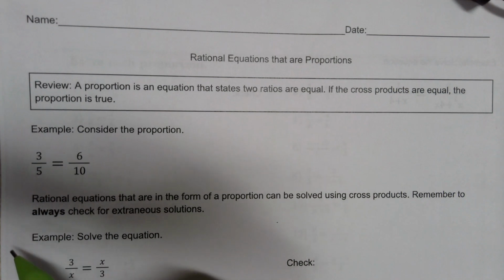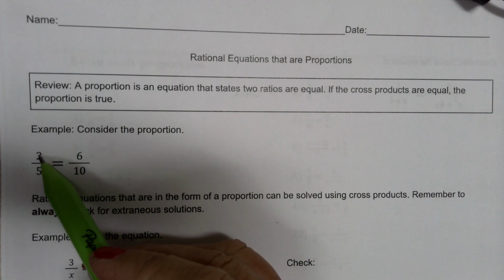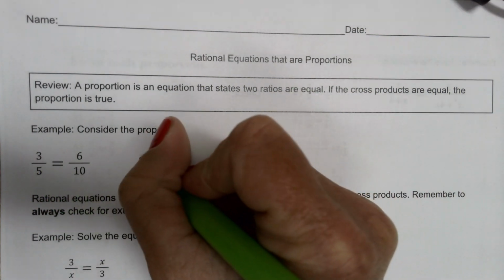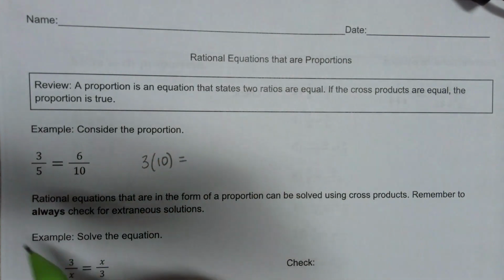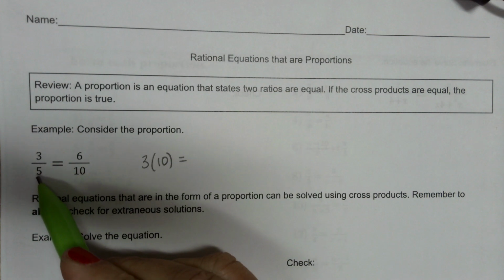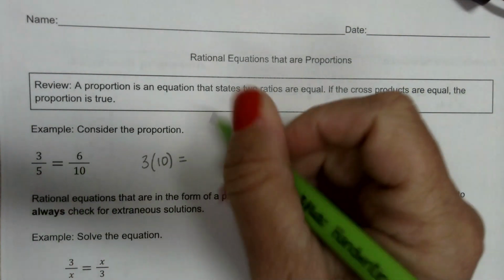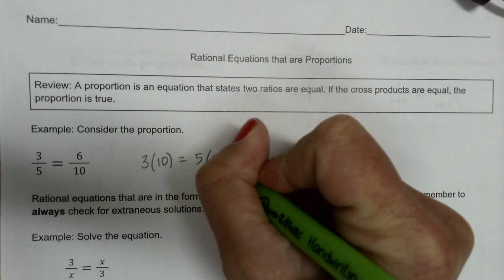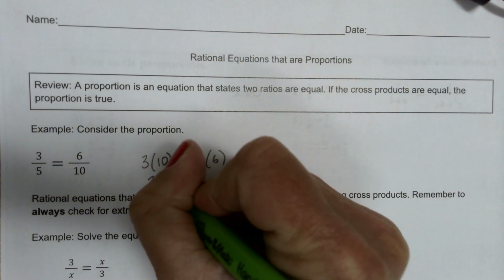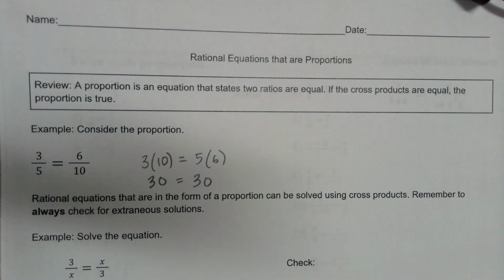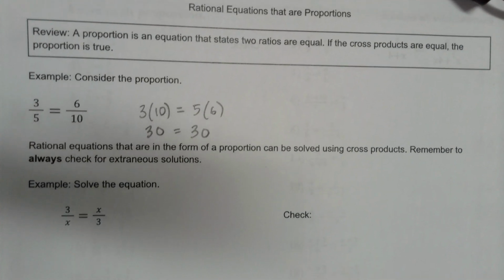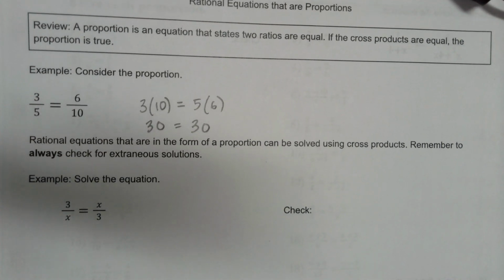Cross products means multiply the top of the first by the bottom of the second. So 3 times 10. And we want to see if that's equal to the denominator of the first times the numerator of the second, so 5 times 6. You can see that we have 30 equals 30. So that means that proportion is true. So, rational equations that are in the form of a proportion can be solved using cross products.